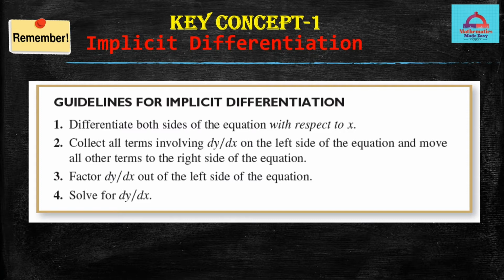Step 1 would be to differentiate both sides of the equation with respect to variable x. Step 2 would be to collect the terms which involve dy by dx on any one side of the equation, and move all other terms which are left without the dy by dx to the other side of the equation. In step 3, we will factor the terms which have dy by dx on one side, and then finally we would solve the given equation for the derivative dy by dx. So let's apply these steps in solving questions. We begin with questions now.